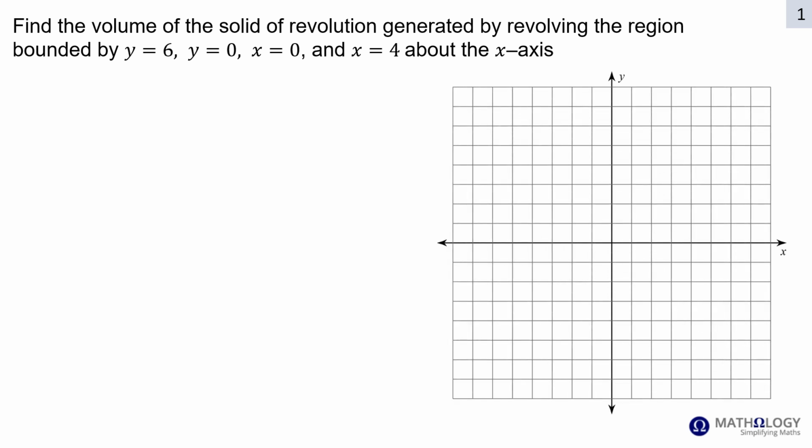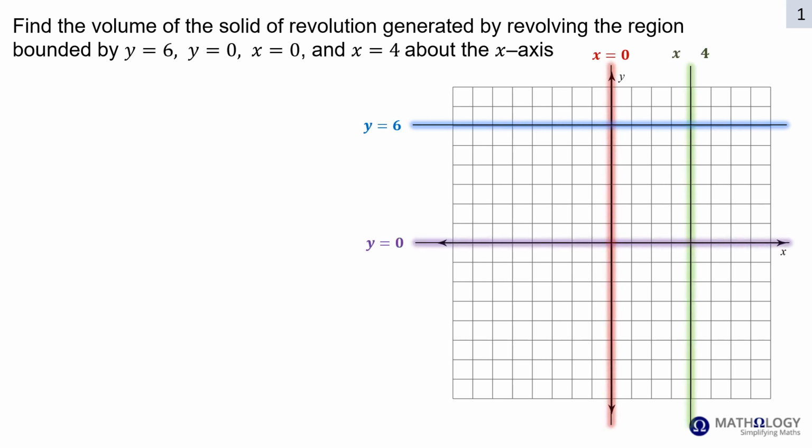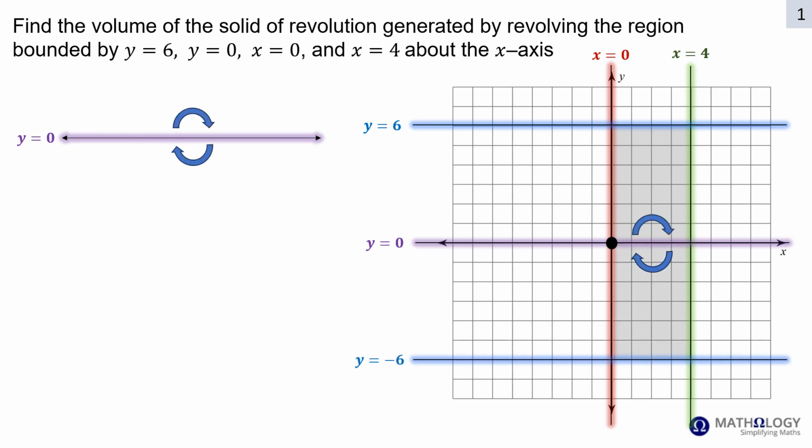Okay, we are required to find the volume of the solid of revolution generated by revolving the region bounded by y equals 6, y equals 0, x equals 0, and x equals 4 about the x-axis. The region that is bounded by these lines, when rotated about the x-axis, forms a cylinder that has a radius of 6.